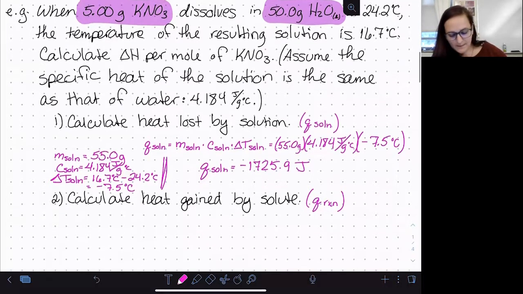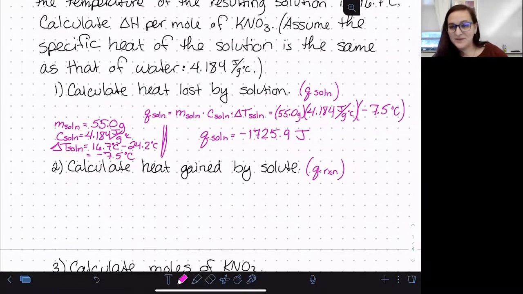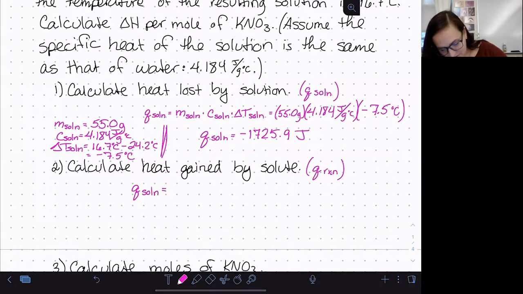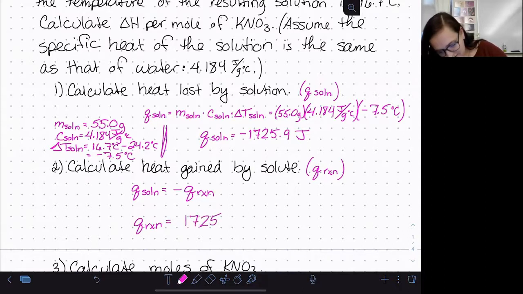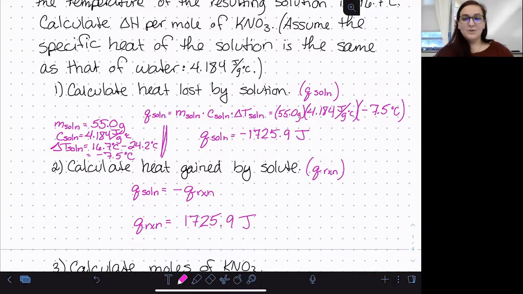So once we know that, calculating the heat gained by the solute is easy. So the heat that was lost by the solution must have been gained by the solute, by the reacting particles. So they're just going to be equal and opposite. So the actual reactant molecules gained those 1725.9 joules of heat that the solution lost, because they have to have gone somewhere. If it left the surroundings, it must have gone into our system. We are assuming that everything inside our calorimeter is isolated.